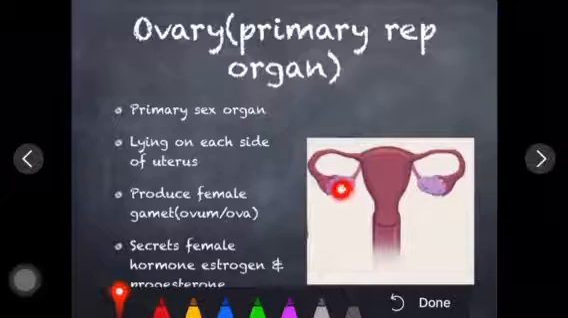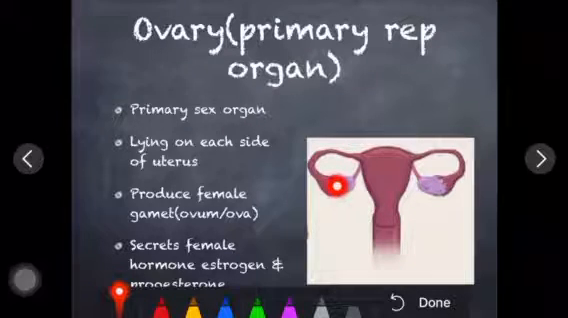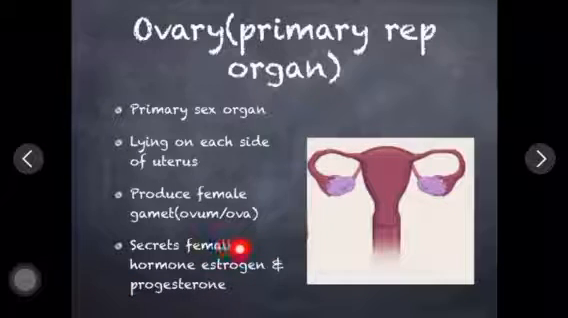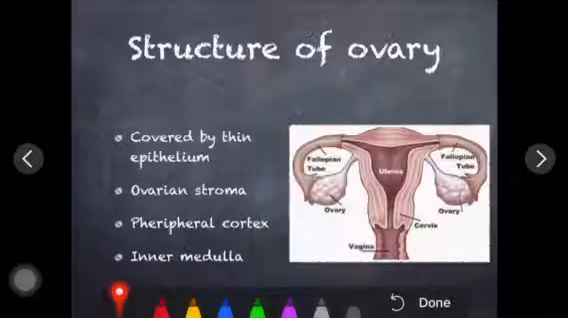So the function of the ovary is to produce the female gamete and secrete female hormones as well, that is estrogen and progesterone. I hope that is not a new word for you, estrogen and progesterone. Progesterone basically helps during pregnancy, and estrogen helps in the secondary sexual characters of the female. Well, next is the structure of the ovary.